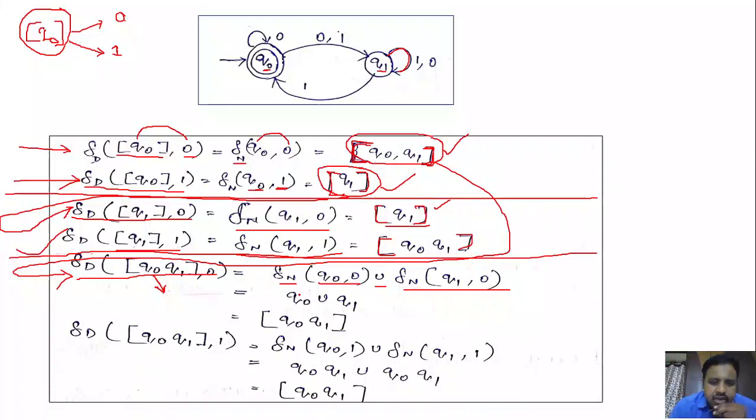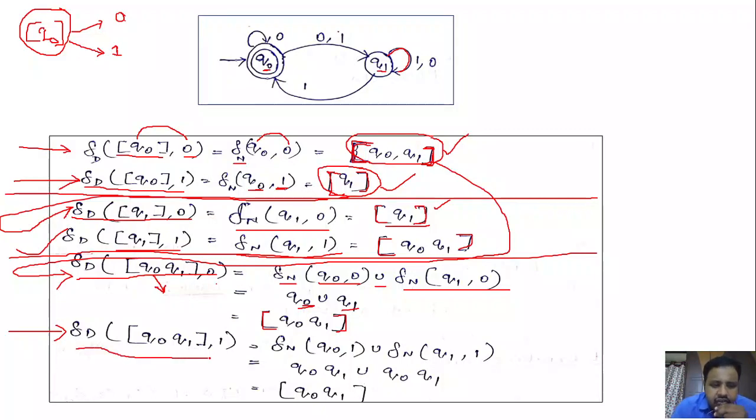Okay. So what is the result? Q0 on 0 means Q0 itself and Q1 on 0 means it is Q1 itself. So Q0 union Q1. So merge them as a single state. So Q0 Q1 as a single state. Okay. So in this fashion we specified the transition on 0. Then we have to specify the transition on 1.